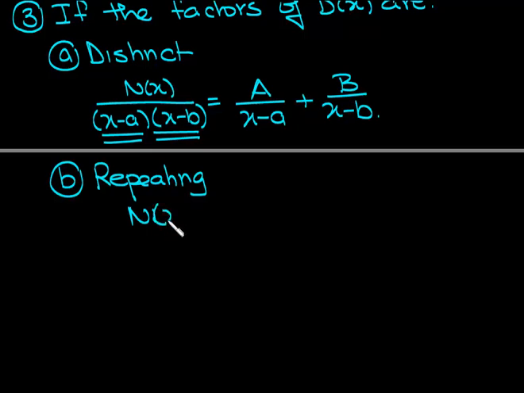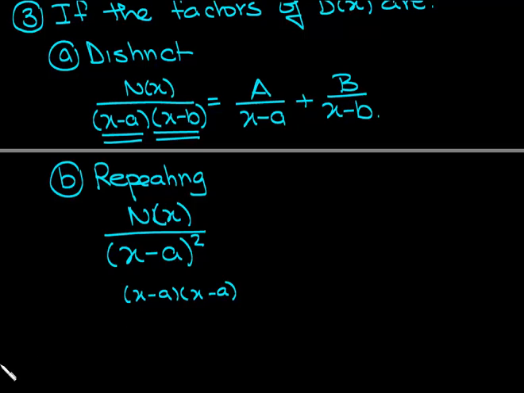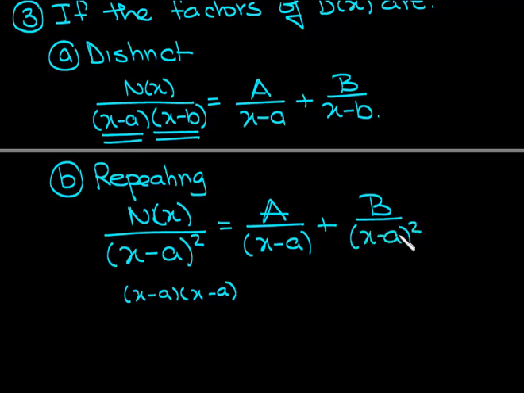Now if the factors are repeating, so in that case you have x minus a squared. This is repeating because it's technically x minus a times x minus a. In that case I want to break it down into A over x minus a plus B over x minus a squared. That's how they break, because eventually we want to take this rational expression and break it up into these rational expressions.